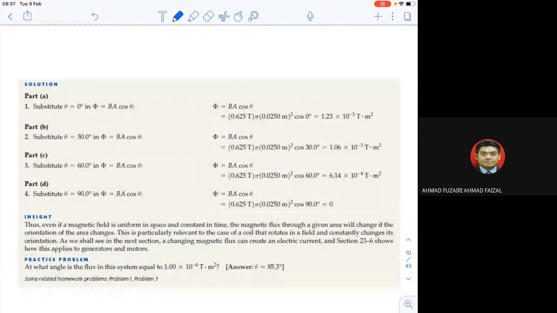Flux is equivalent to BA cos theta. And what is B? 0.625 pi r squared. Remember, r before this is 2.5 centimeters, but you need to change to meters. And cos 0, so you will get the maximum value. If you look at cos 90, it will be 0. You don't have to calculate because ultimately it will be 0. And if the angle is 30, it becomes 1.06, and for 60 it will be 6.14, much smaller.